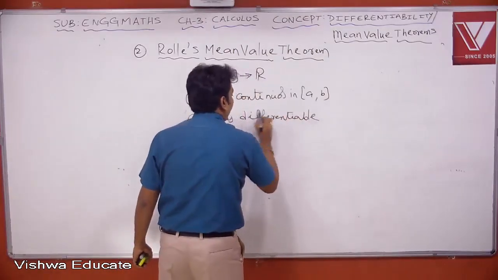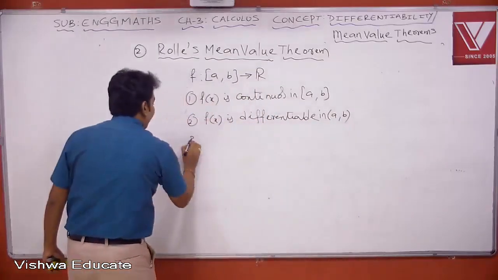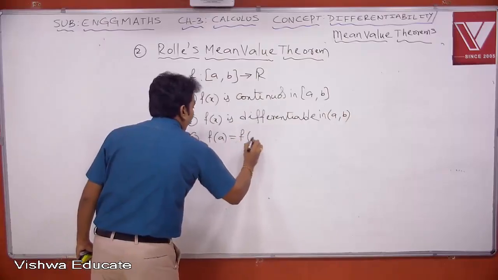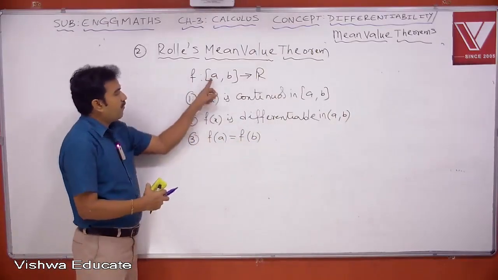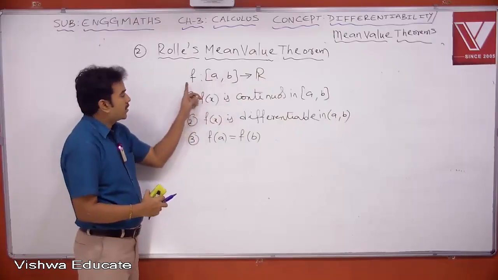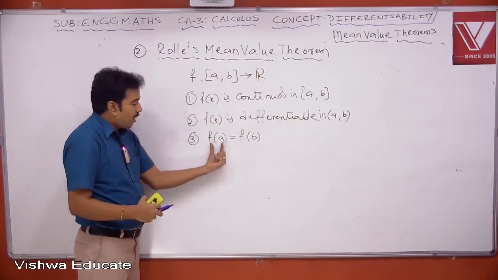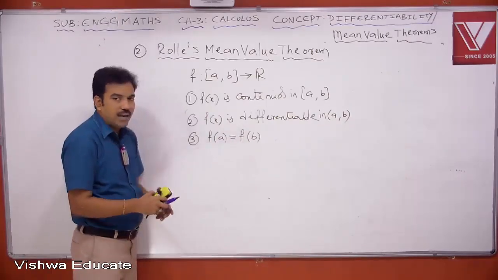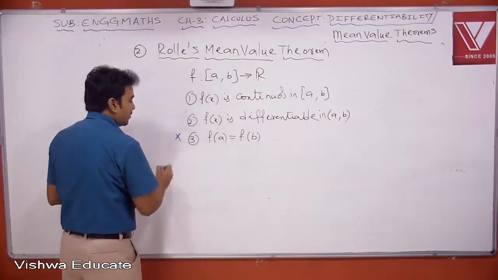Continuous in closed interval, differentiable in open interval a comma b, and the third condition we have is f of a equal to f of b. So that means the function must take the same values at the endpoints: the functional value at a and the functional value at b. So the function takes the same values at the endpoints. In case of Lagrange's theorem, we don't have this condition.